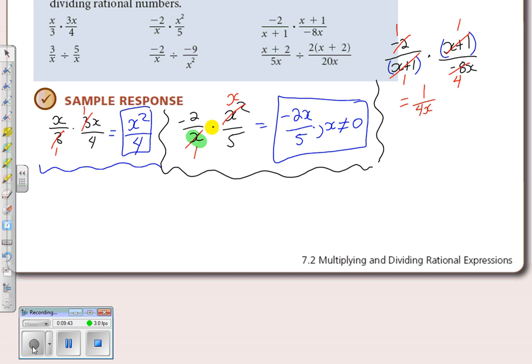Okay, and now I have to look at the NPVs. Anytime you have a variable in the denominator, you're going to have to deal with an NPV from there. So, first one, I've got negative 8x. That means that x cannot equal 0, because that would make this denominator 0. But I've also got an x in this denominator. What value is going to make this denominator 0? A negative 1. So I've got x cannot equal 0 and negative 1.